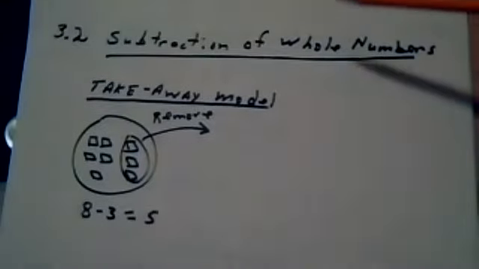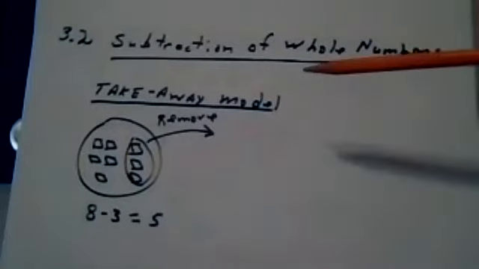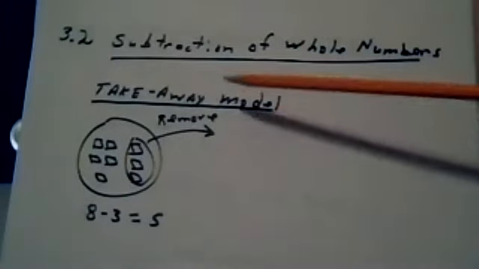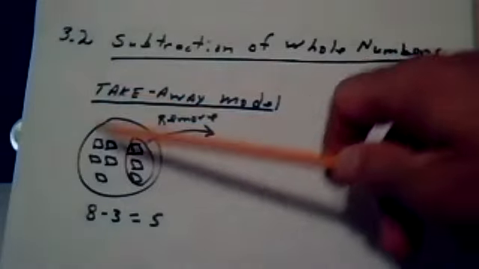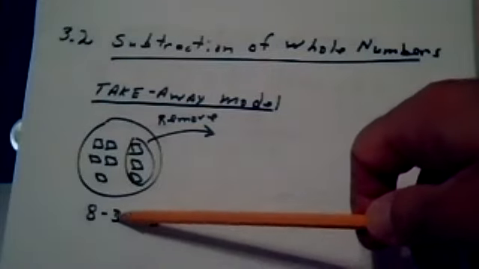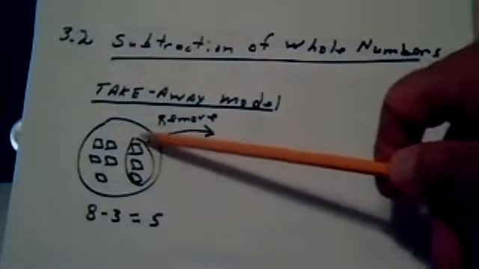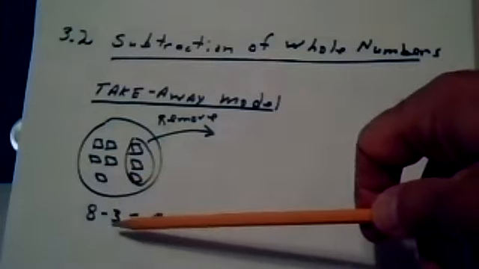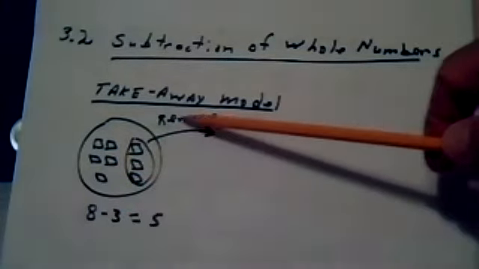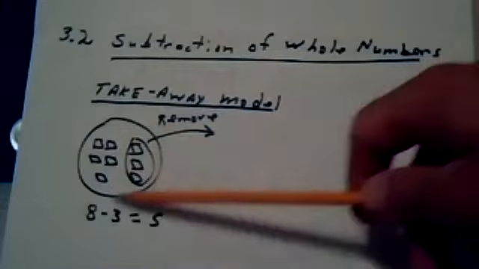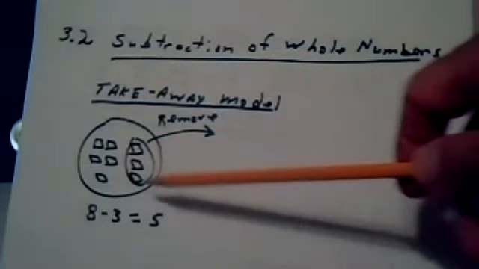Subtraction of whole numbers. These are models. So the takeaway model, here's the set, and I'm going to illustrate 8 minus 3. So the total here is 8, and I'm going to demonstrate what it means to subtract 3. To subtract 3 means I remove 3 from the set, which will leave 5, which is this 5 that you see.